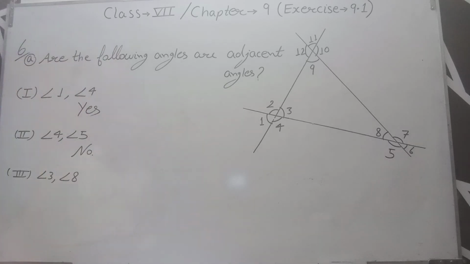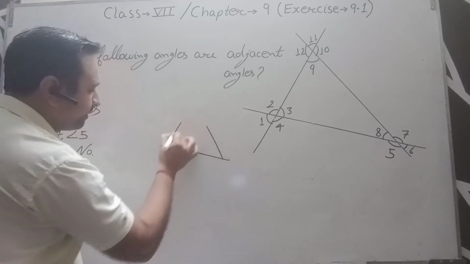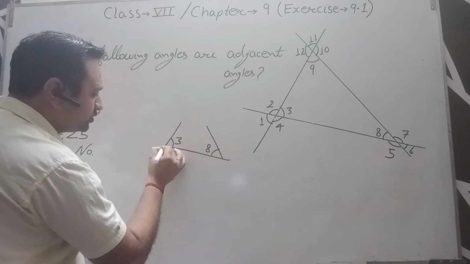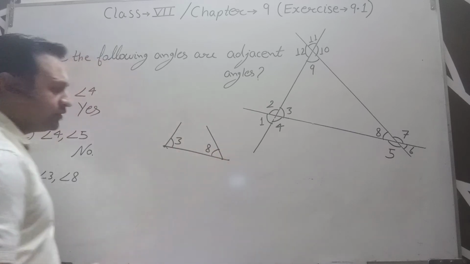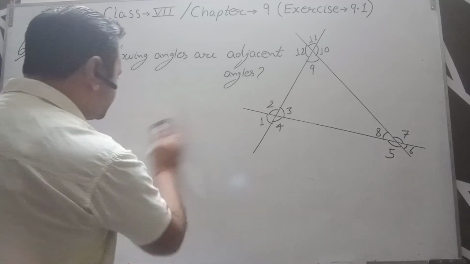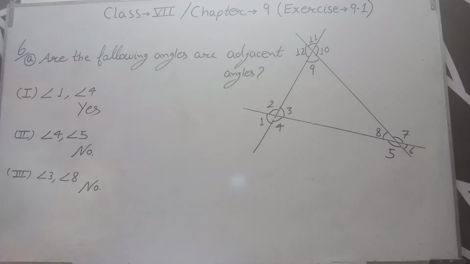Angle 3 and angle 8. Both angles are like this. Again, both angles do not have a common vertex. So the first condition can't be completed. So this pair also is not adjacent angles.